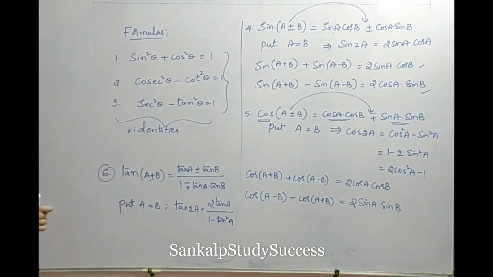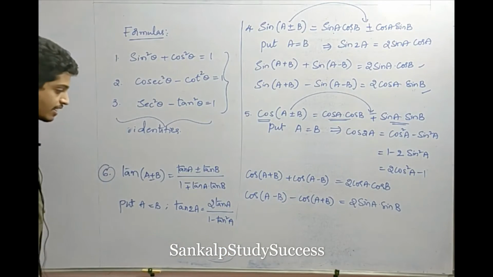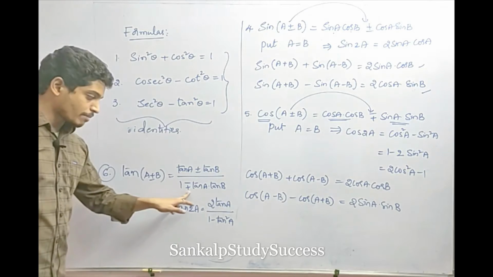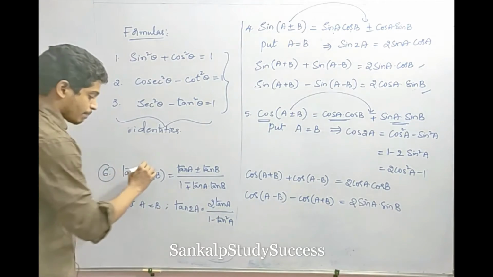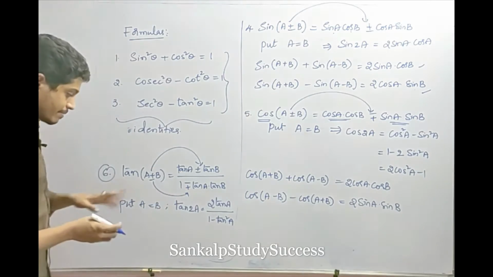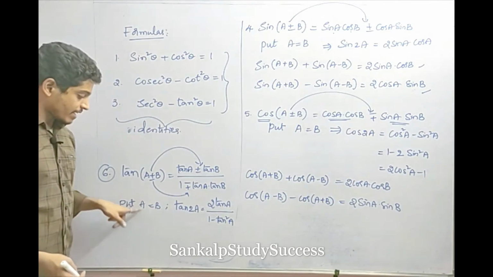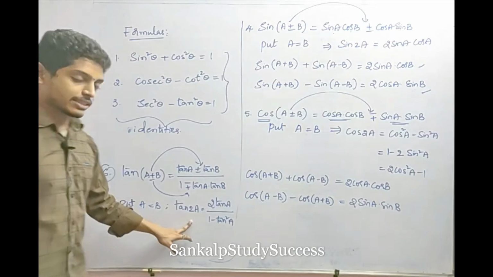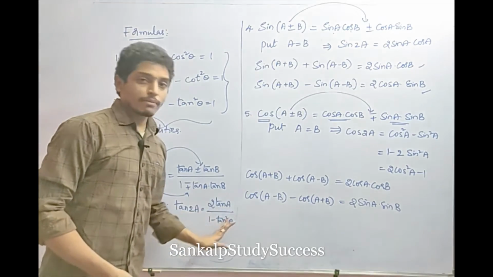Next one, the sixth formula: tan of (a plus or minus b) gives (tan a plus or minus tan b) by (1 minus or plus tan a tan b). So on the upper side the same symbol comes, and on the lower side the opposite symbol comes. Right? Remember. Next, if we put a equal to b, tan 2a is nothing but 2 tan a by 1 minus tan square a.